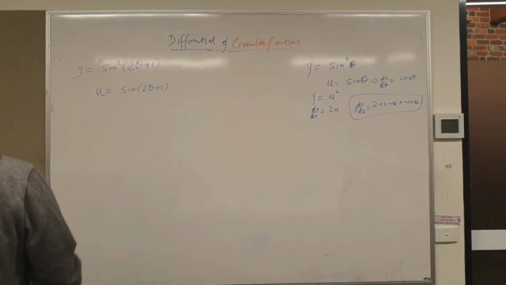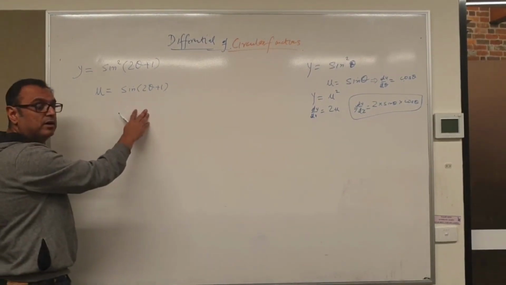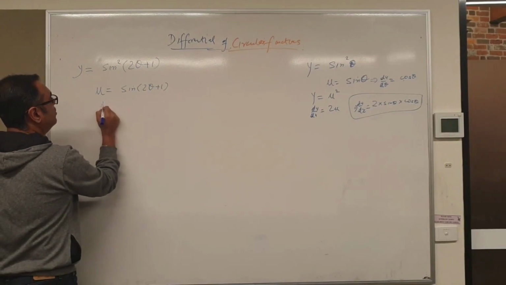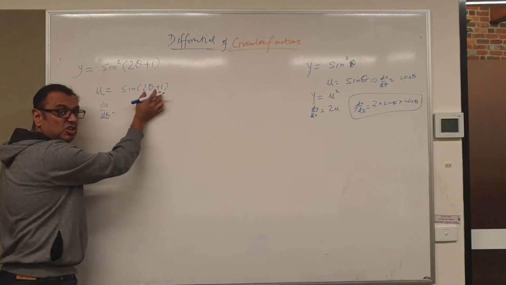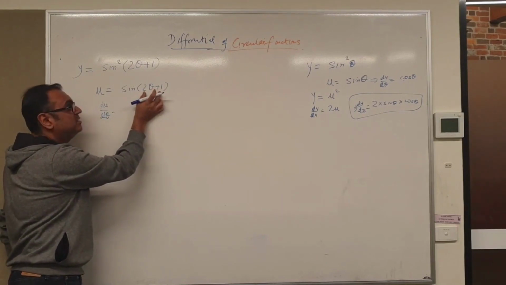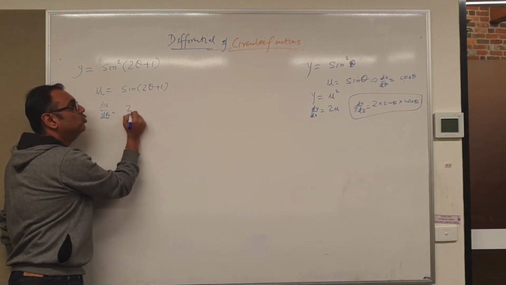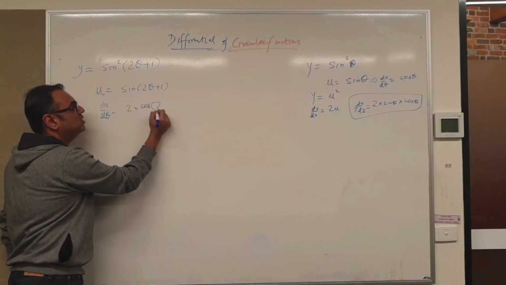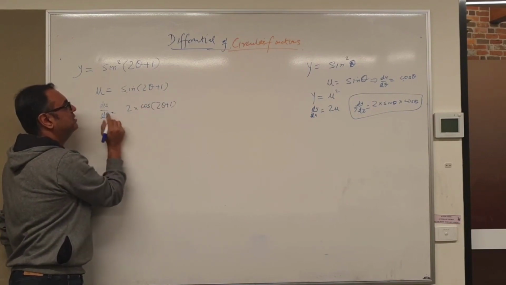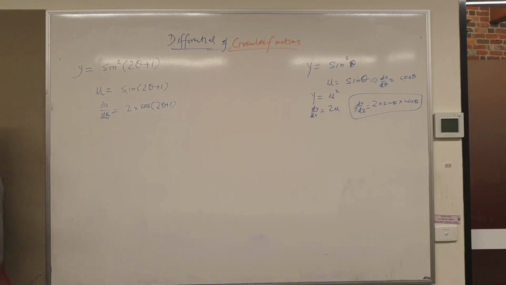Okay, if this is u, then what is du by d theta? I know the differential of this function, which is 2 times sine becomes cos. Cos 2 theta plus 1. Is the first step clear? If I come from here to here.